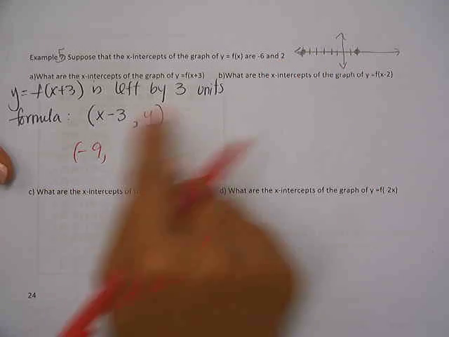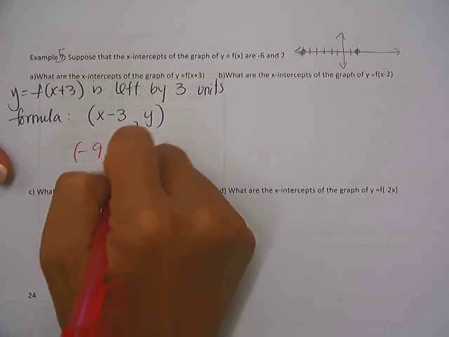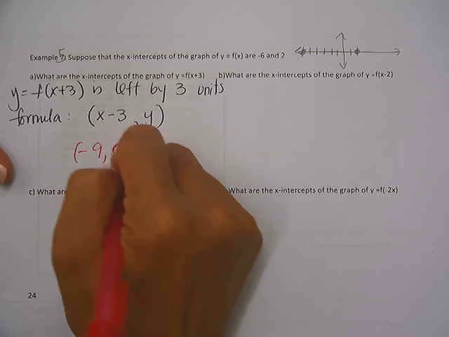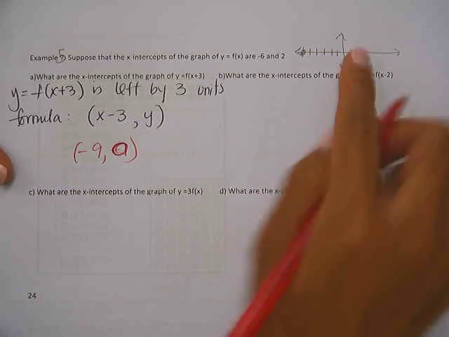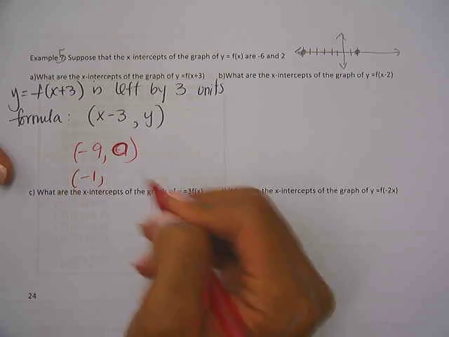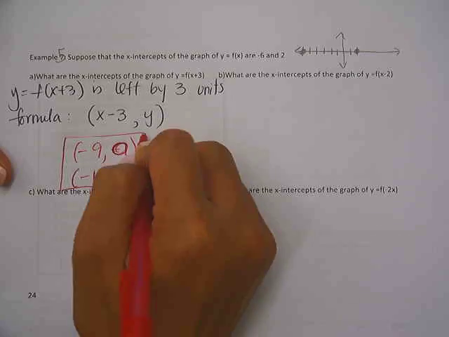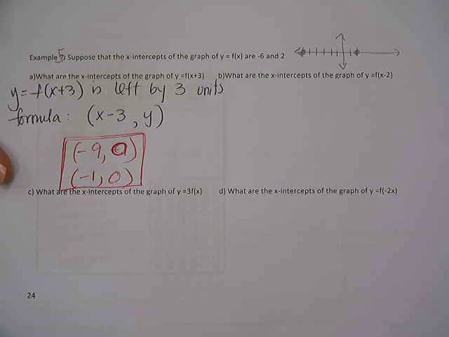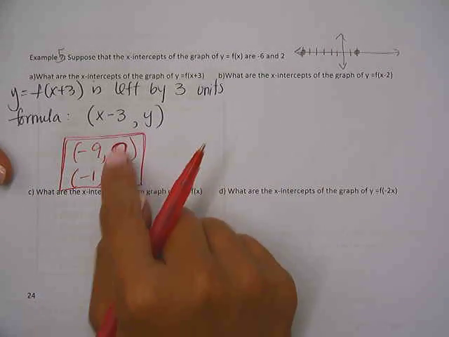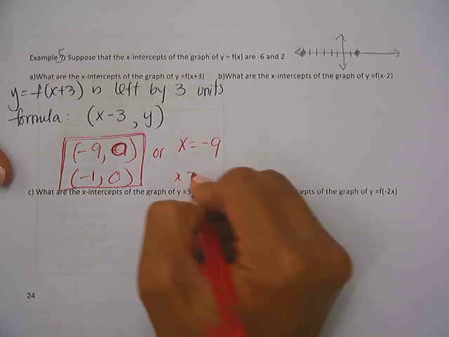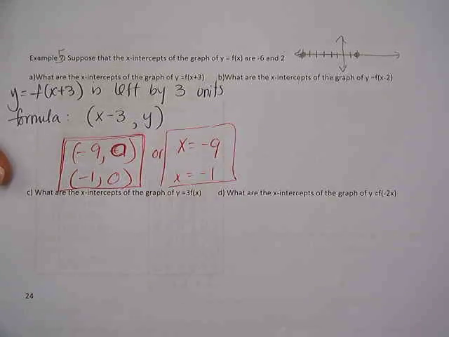X used to be at 2. 2 minus 3 is negative 1. Okay. And I meant y was 0. Sorry. The x-intercept y is 0, so that's my first point. Another one is negative 1, comma 0. So these are my two x-intercept locations. Okay. X-intercept meaning y is 0. Or you can even write x equals negative 9 and x equals negative 1, and I will be just as happy.